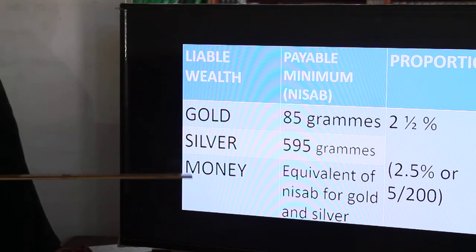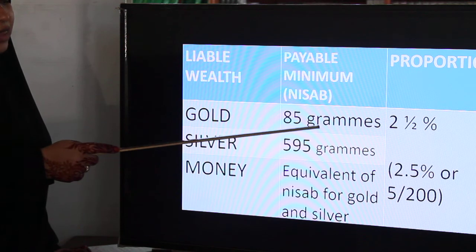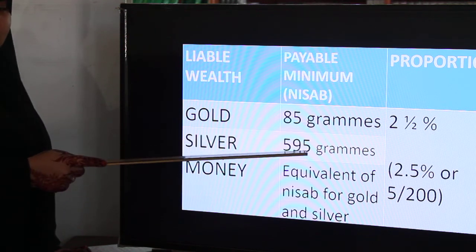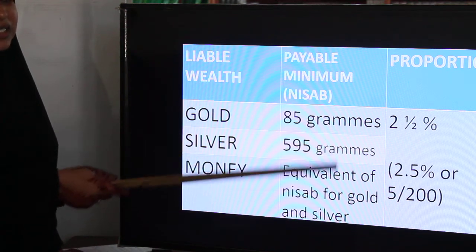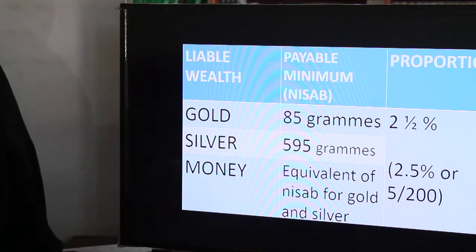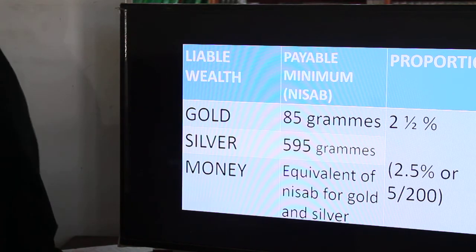And if you have money, it should be equivalent to the nisab of gold and silver. How you calculate is that you take 2.5% of the money, the gold, or the silver that you have, and you give that as zakat. Then we also looked at the animals.